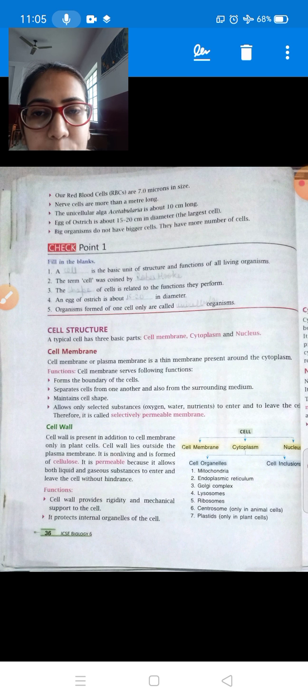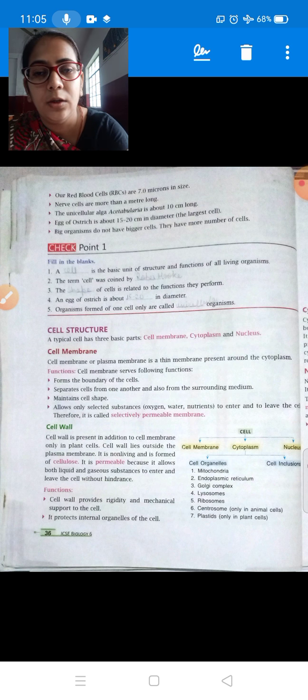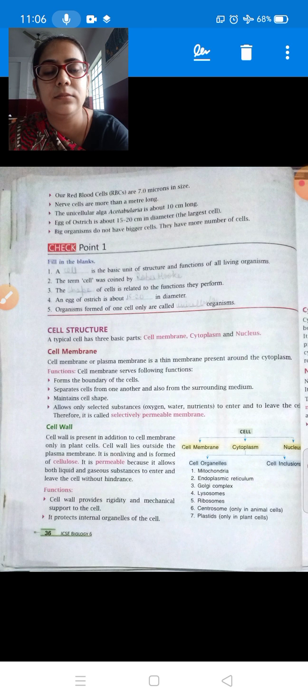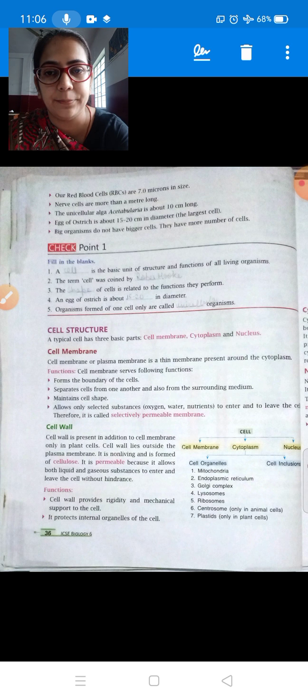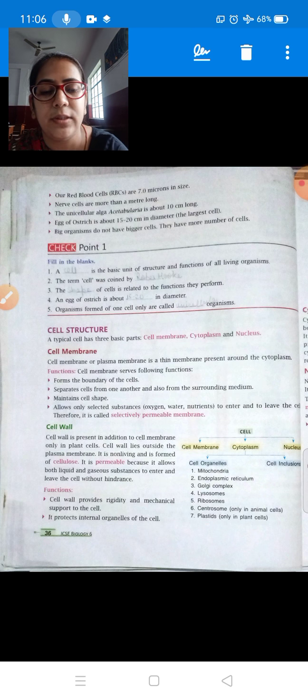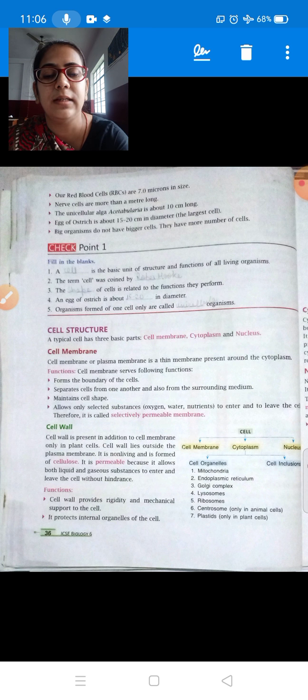It provides rigidity and support to plant cells, because you know that the stem and root of the plant are not flexible. In big trees the stem is not flexible, and these plant cells maintain their shape because of the cell wall. So the cell wall is very hard and rigid, it provides strength and mechanical support to the cell, and it protects the internal organs of the cell. It also protects the cell organelles found inside the cell.